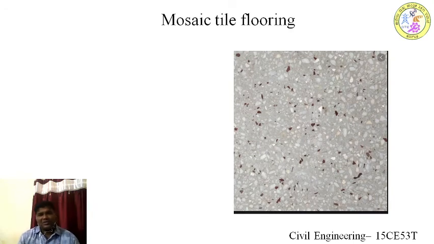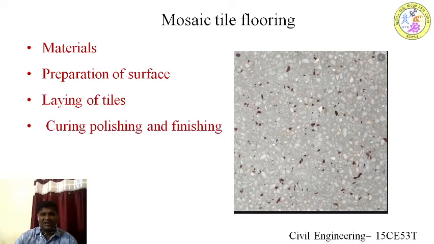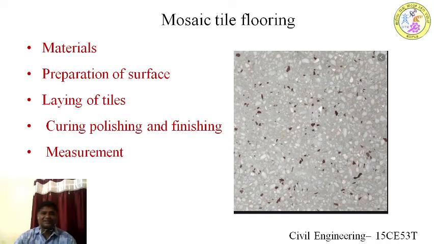There is one more type of flooring which we were using in the olden days, the mosaic tile flooring. These mosaic tiles are prepared by a combination of ceramics, chips and glass materials. For understanding the specification of this, you need to understand the materials, how the surface has to be prepared, how to lay the tiles, how to cure, polish and finish it, and how to take the measurement.